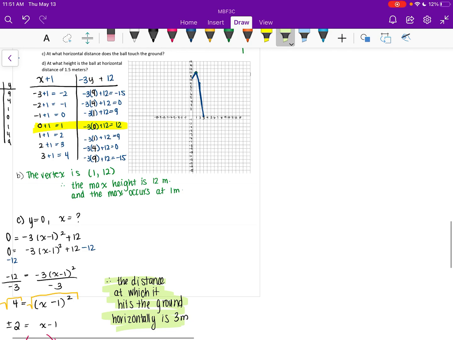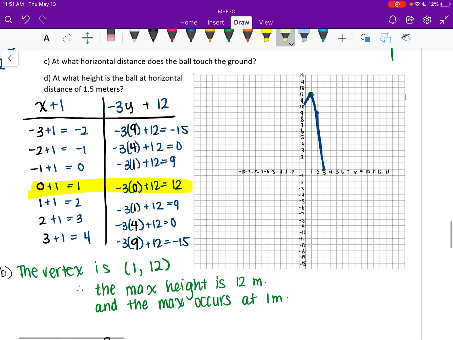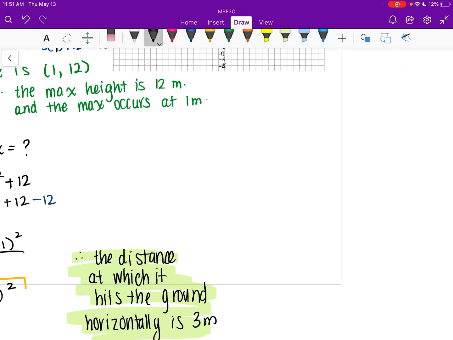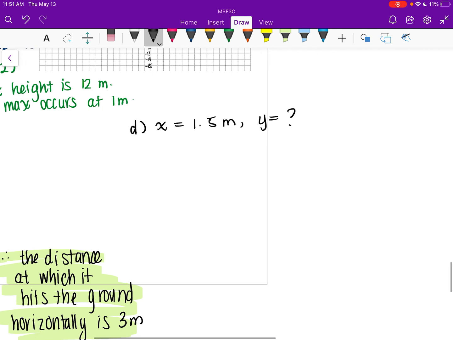Let's do D. It says, at what height does the ball have a horizontal distance of 1.5 meters? So if I'm asking for a horizontal distance, I know that x is going to equal 1.5 because that's what represents the horizontal distance. And I want to know at what height. So let's say y is equal to what we're looking for. y is equal to question mark. So let's find out what y is equal to when x is equal to 1.5. And this is pretty easy.